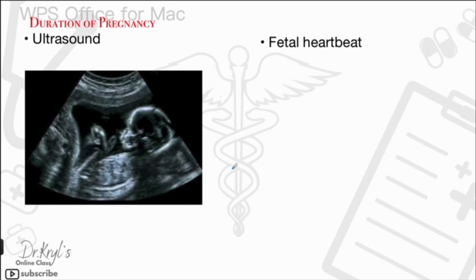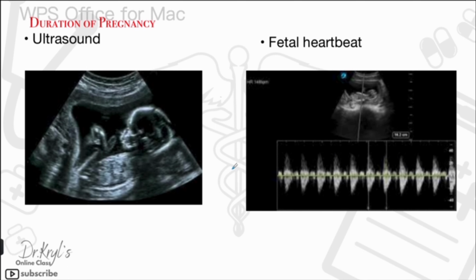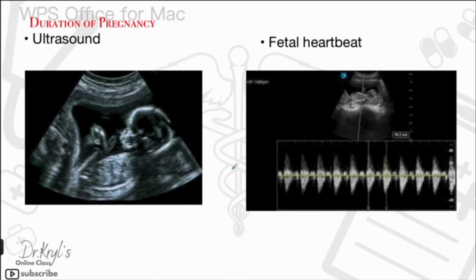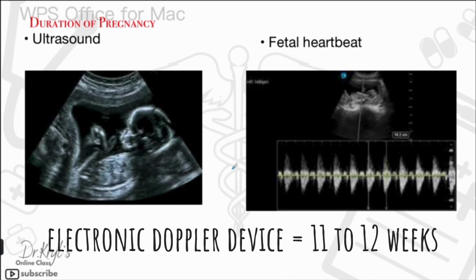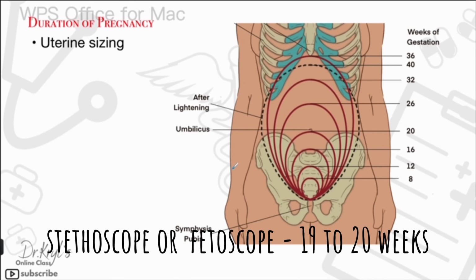Okay? So, fetal heartbeat, this may be detected as early as 5.5 to 6 weeks via transvaginal ultrasound. Okay? In 11 to 12 weeks using an electronic Doppler device. And if it is 19 to 20 weeks, using a stethoscope and fetoscope can be used. Okay.